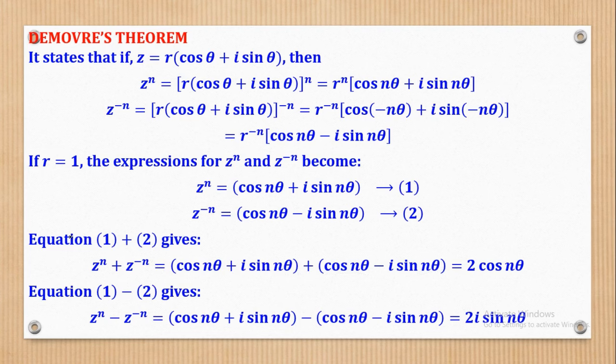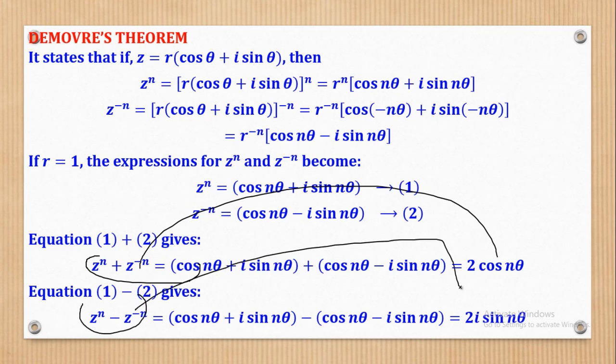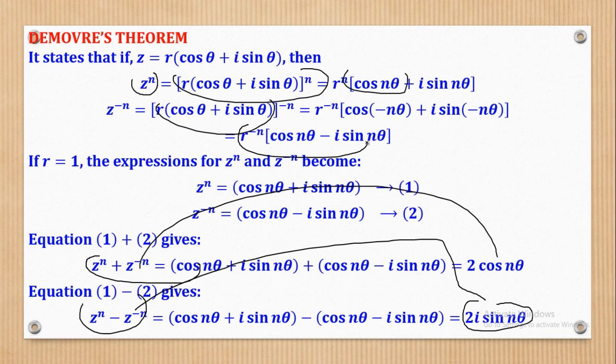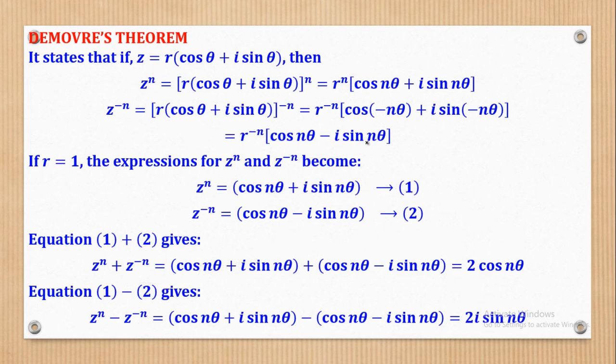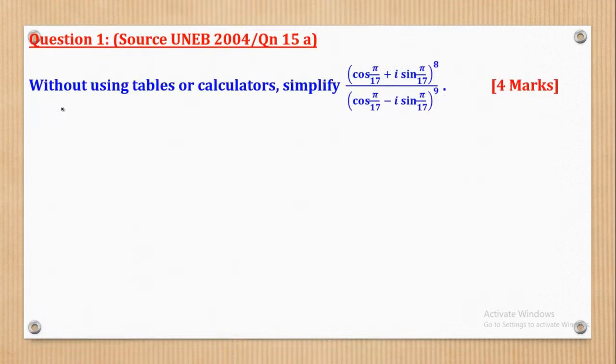So this is equal to this, and this is equal to this. That's what you should always remember in this topic of DEMOVRE. Then also remember that this is equal to this, and also this one is equal to this. So those are the four equations you need to remember in this topic. So we shall use them more frequently through the worked examples so that you can easily grasp them.